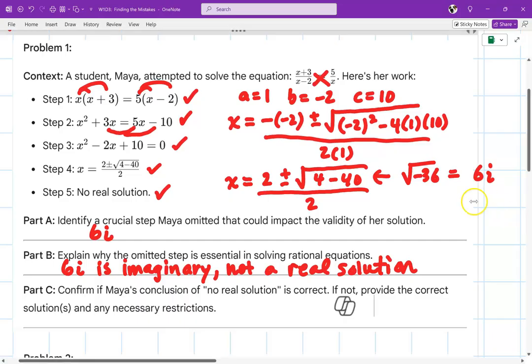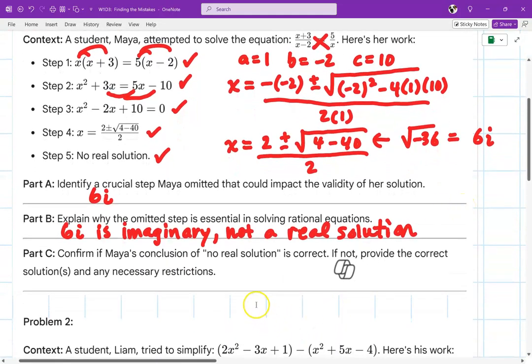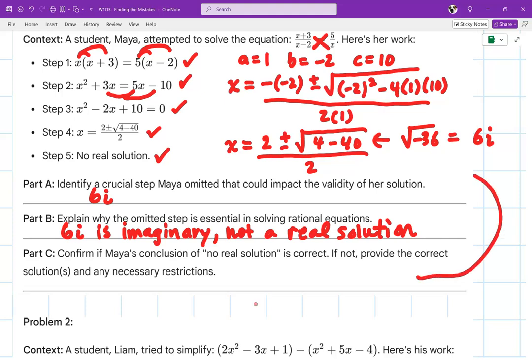Okay? And then it says confirm that she's correct. If not, provide the correct solution. I just confirmed it by doing the work, right? So the confirmation is going to be like this part. Okay, I did the work, got to exactly her same step.